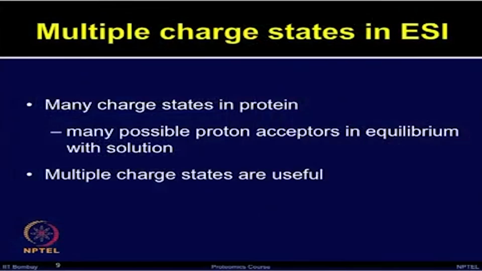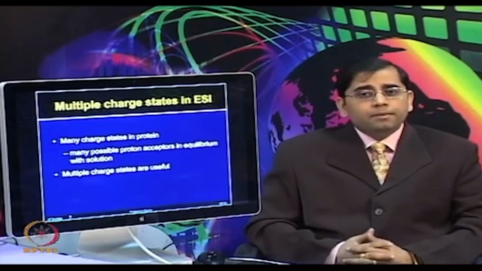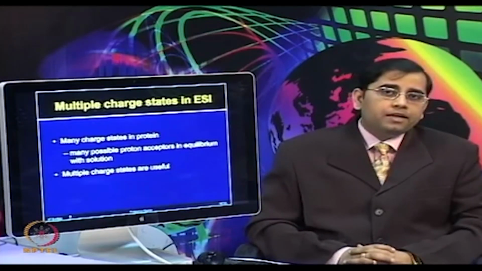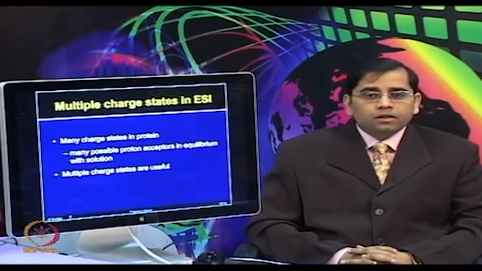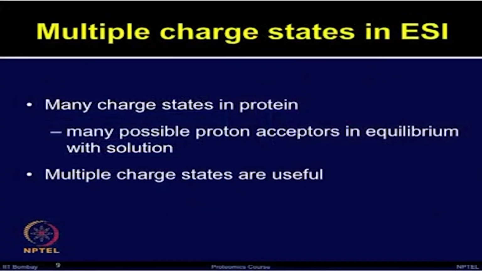I will talk in more detail about how various types of ionization source work much later in the lecture, but just in this context I would like to mention that there are multiple charge states present in electrospray ionization. So, many charge states in proteins, as there are many possible proton acceptors in equilibrium with the solution. So, the multiple charge states are quite useful because they form ions which are in the mass range of mass analyzers such as TOF, quadrupoles, ion traps, etc.